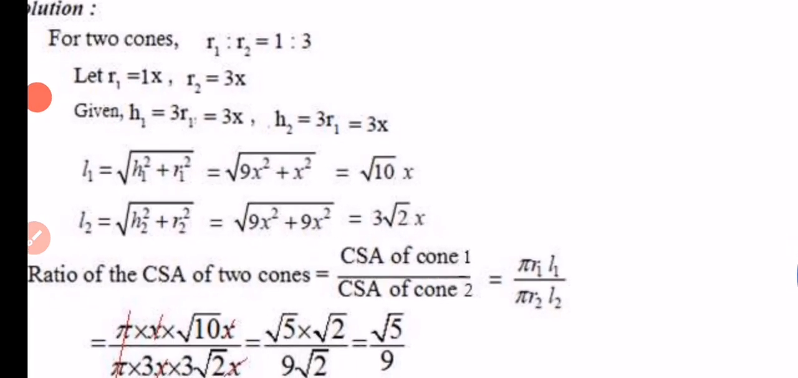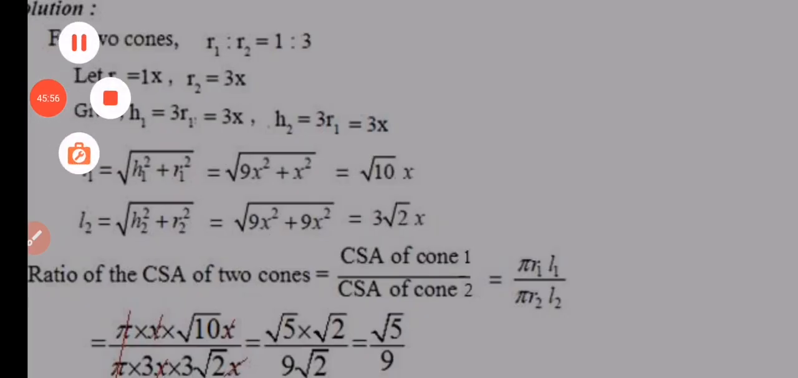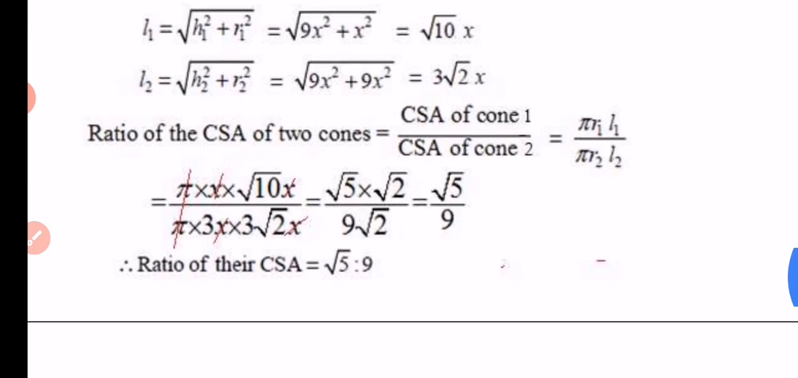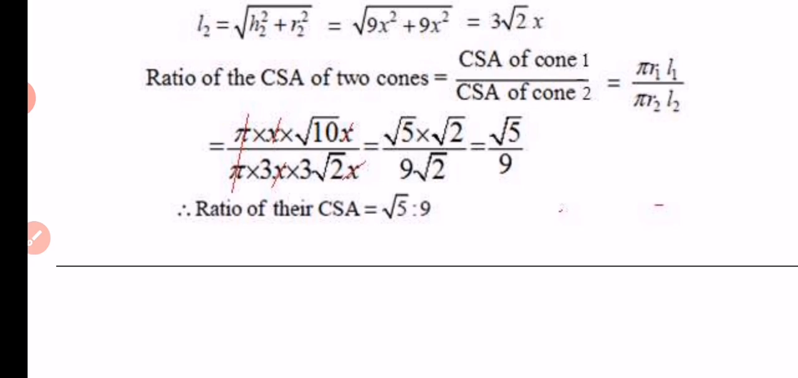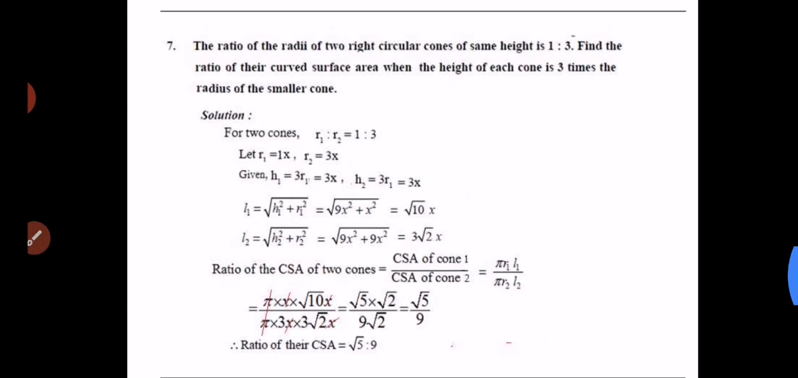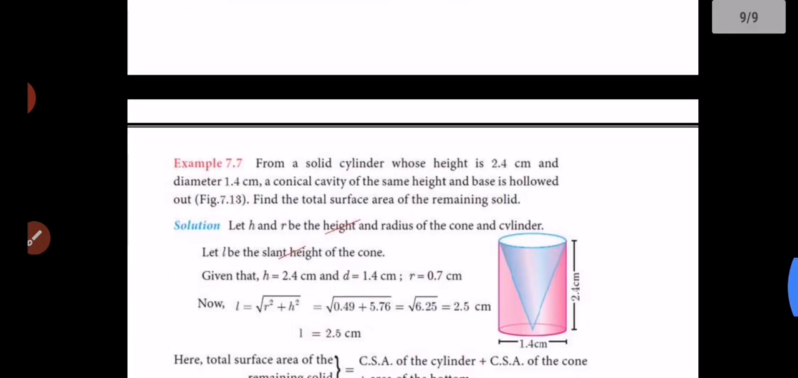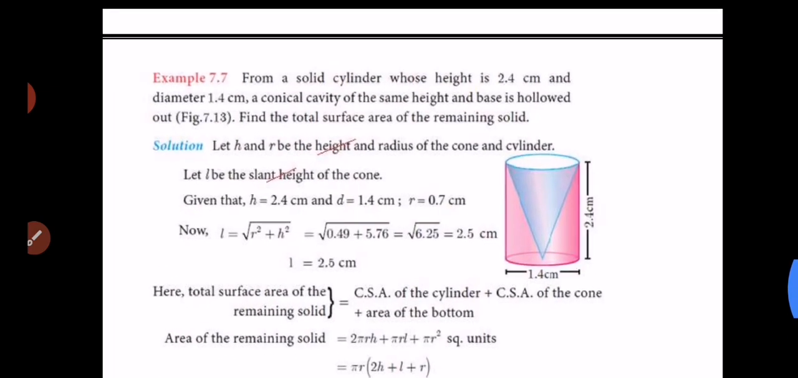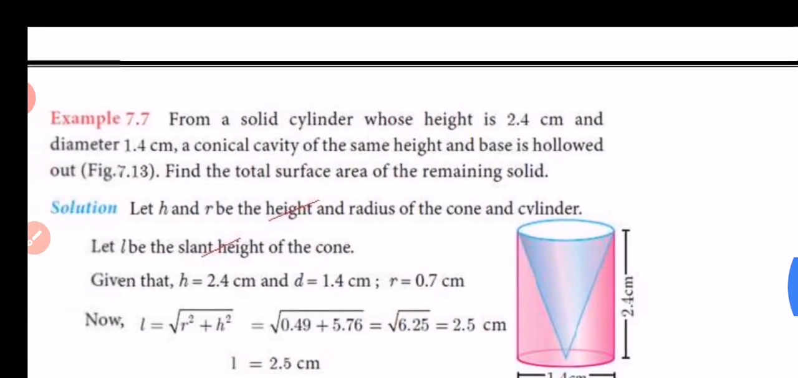Therefore, L1 and L2 we have to find. L1 equal to root 10 x, L2 equal to 3 root 2 x. Ratio of the two cones equal to CSA 1 by CSA 2. Applying the formula and simplifying, we get the answer root 5 is to 9. Okay, any doubts? Okay students, next last sum, example 7.7.